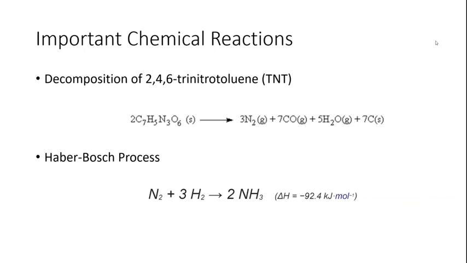There's also the Haber-Bosch process, which is a synthesis of ammonia from elemental nitrogen. This is important because ammonia is an important precursor to fertilizers such as ammonium nitrate and urea. However, the nitrogen-nitrogen triple bond in elemental nitrogen is very strong and hard to break. So it was only in the 20th century that a process was developed to efficiently carry out this synthesis.